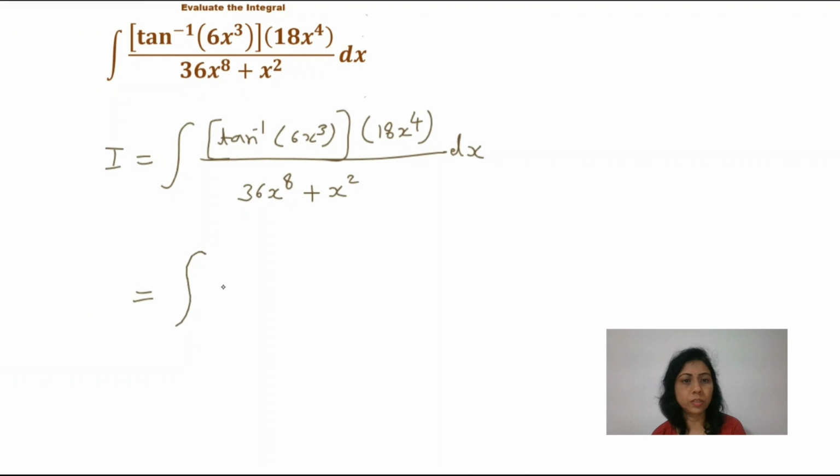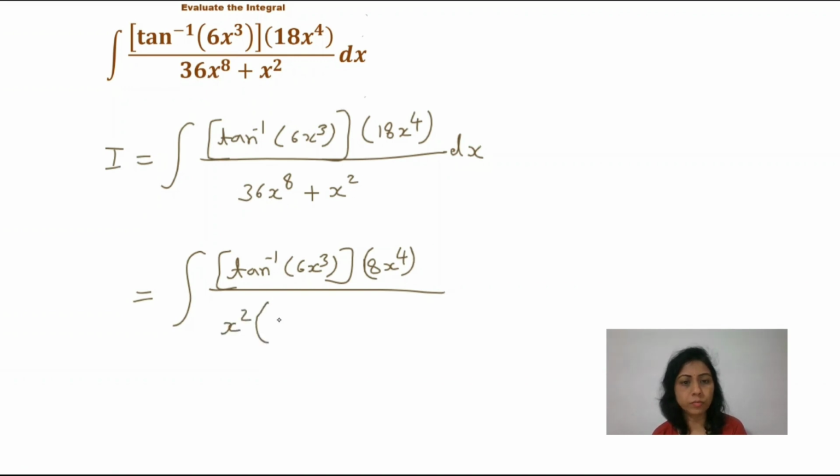So in the integration, the numerator we write as it is: tan inverse 6x cube multiplied with 18x to the power 4. And in the denominator we can take x square common, so what is left is 36x to the power 6 plus 1, dx.